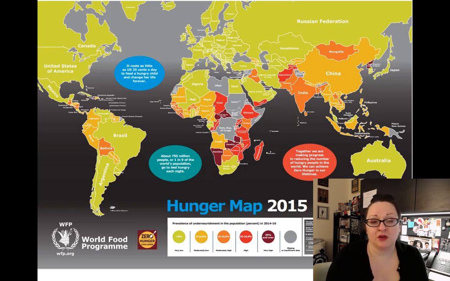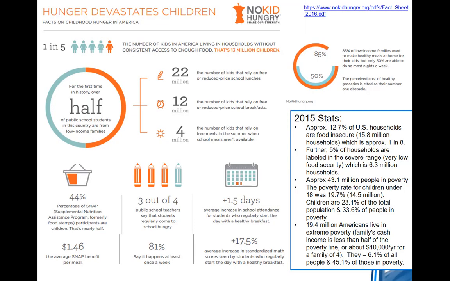So notice which parts of the world have more red tones than we do. As I mentioned, there is, of course, hunger here in the United States, and this slide is specifically about children who are hungry in America. And I think what I really want you to see here is that it's more common than many of us talk about. So 1 in 5 children experiences hunger.